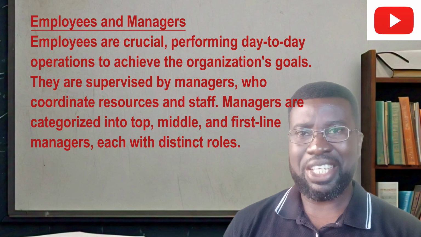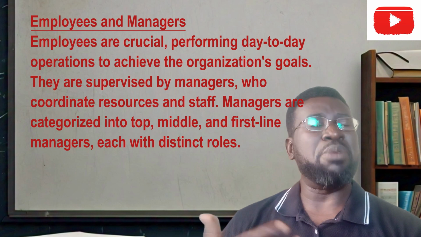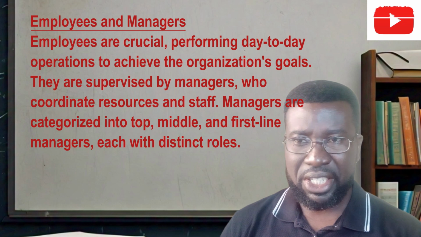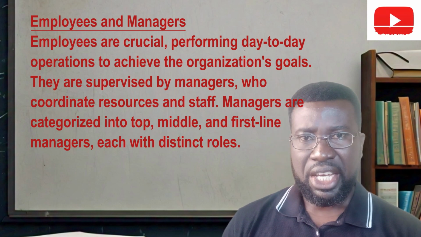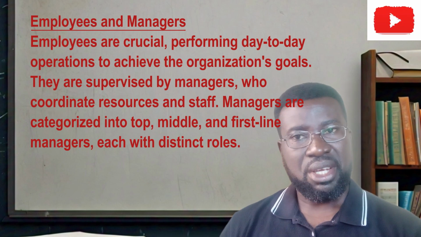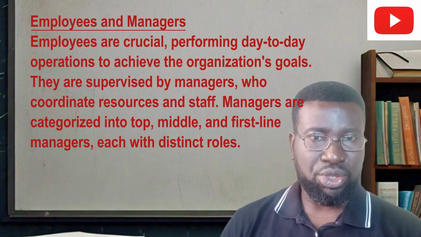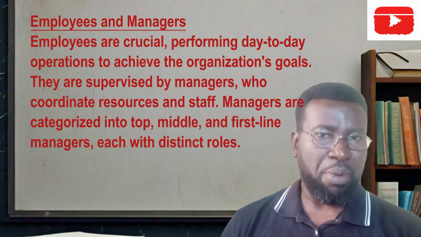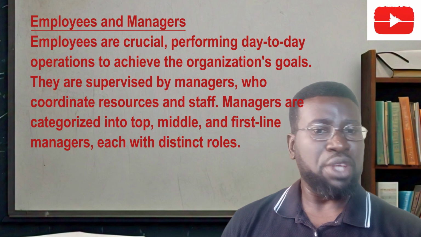The next set of managers are the middle managers. They are primarily responsible for implementing the policies and plans developed by the top managers and for supervising and coordinating the activities of lower level managers. Examples of middle managers are the operation managers, plant managers, and so on. The last set of managers we are going to be considering are the first line managers, who are sometimes called supervisors. They supervise and coordinate the activities of the employees.